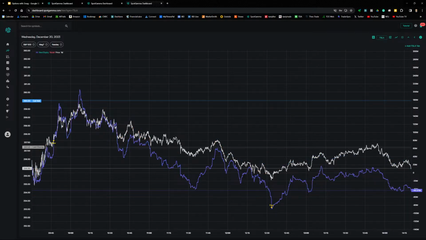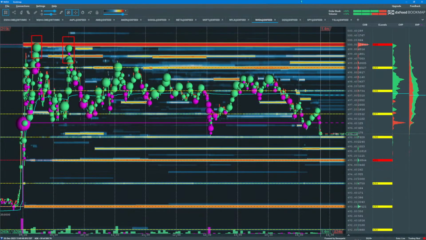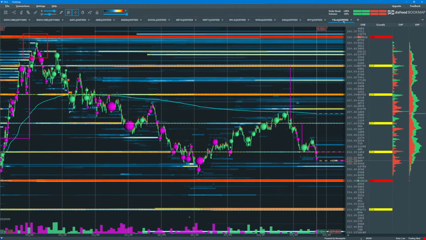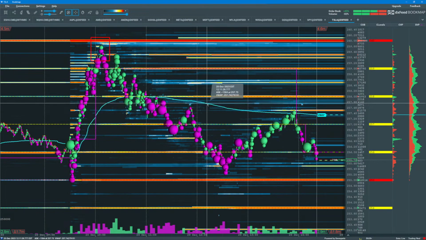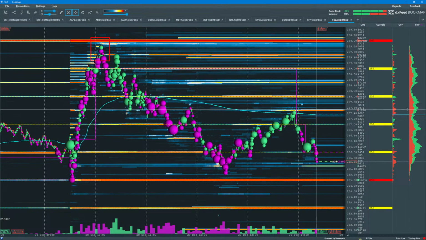Let's go to Bookmap. Go to Tesla. So Tesla, quick move up, reverses lower just below the 260 call wall. This is a case where either buying a put spread or selling a call spread as the stock approaches a level that you expected to act as resistance would have worked well today. All right, there's Tesla.